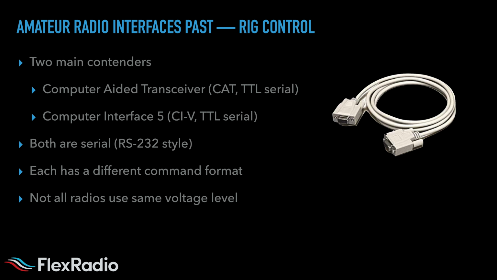And the net effect of that is when you go into your program that controls your radio, you may have to tell it what kind of transceiver you have, both brand and model number, in order to make that capability work. Not all radios also use the same voltage level, although TTL levels, 5 volts, is most common. Some radios use other voltage levels for this.